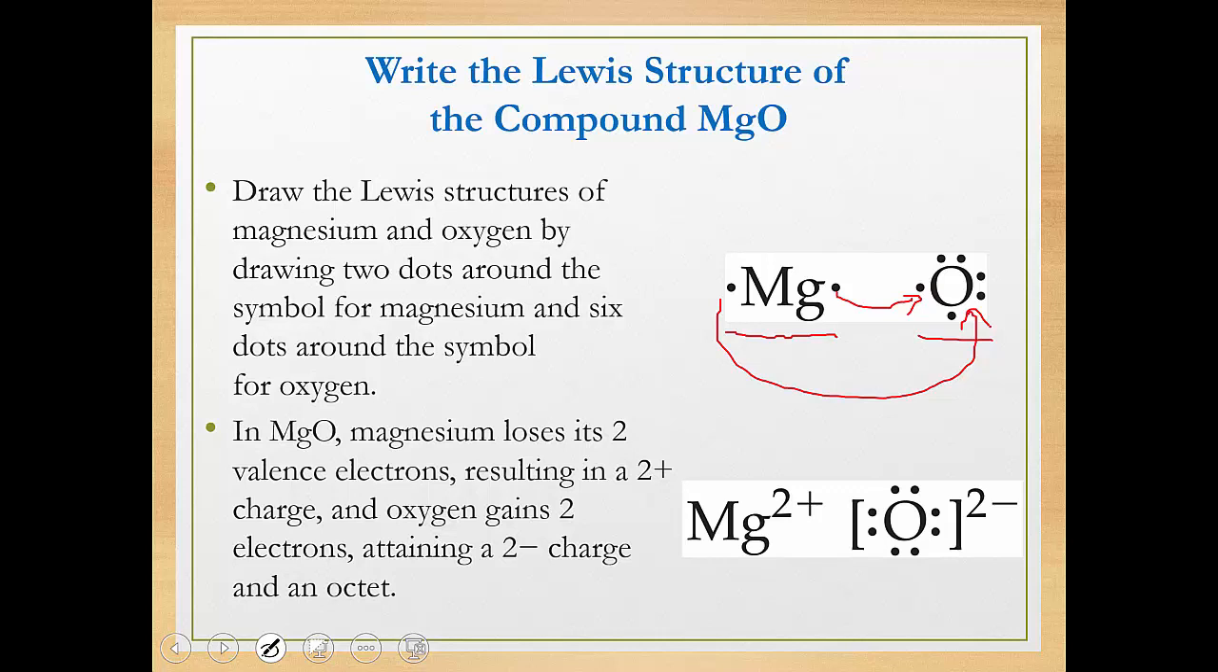So magnesium loses 2 valence electrons. We end up with a 2+ charge here. Oxygen gains those 2, and it has a 2- charge. This is how I would visually represent the Lewis structure for this compound. Ionic compounds will always have charges on them. That's how you're going to know in a Lewis structure that you're dealing with an ionic compound and not a covalent compound.